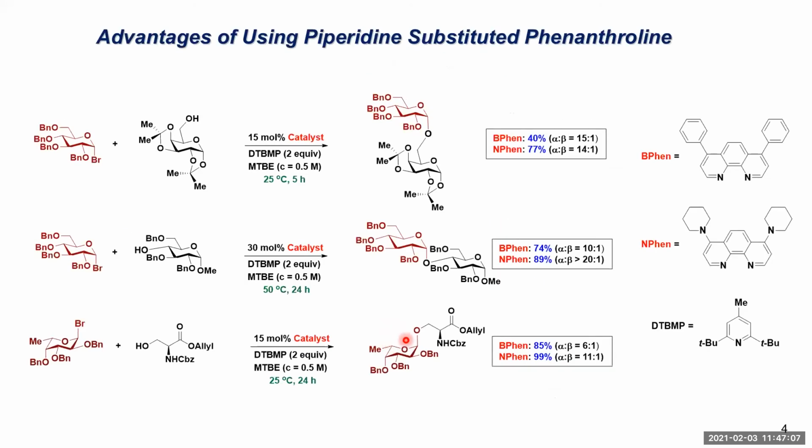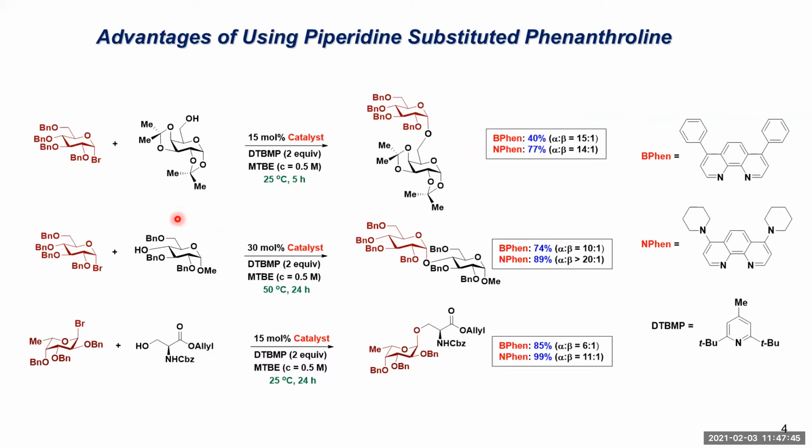Here are some examples of the advantages of using this piperidine-substituted phenanthroline as catalyst. I will call it N-phen from this point. In this model reaction, tetrabenzyl glucose bromide reacts with a primary alcohol under 15 mol% of catalyst. When we use B-phen, we only get 40% yield and 15 to 1 alpha to beta selectivity. However, when we switch to N-phen, we can get up to a 77% yield, while the selectivity stays similar.